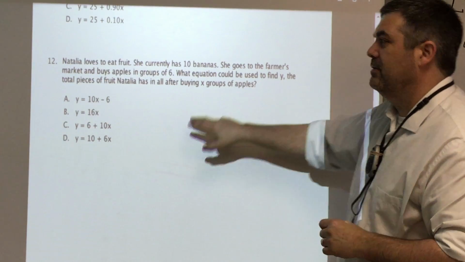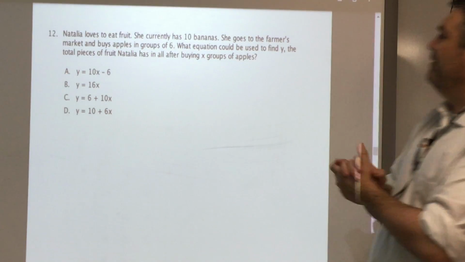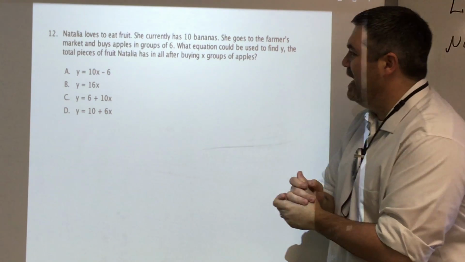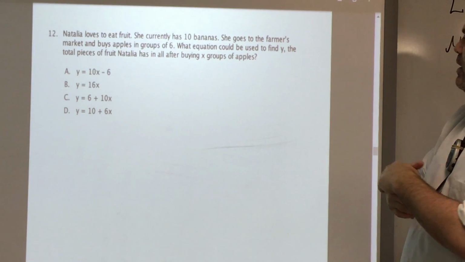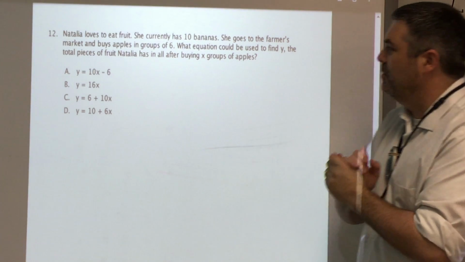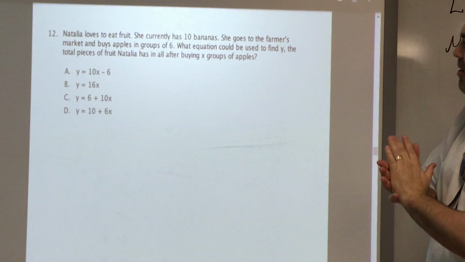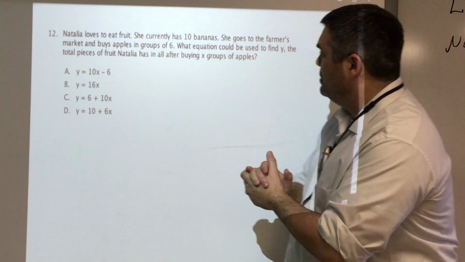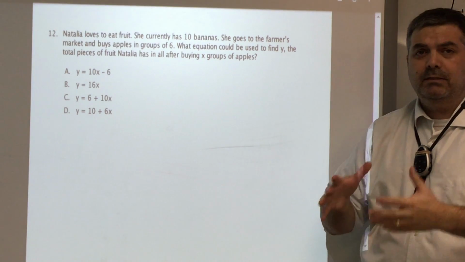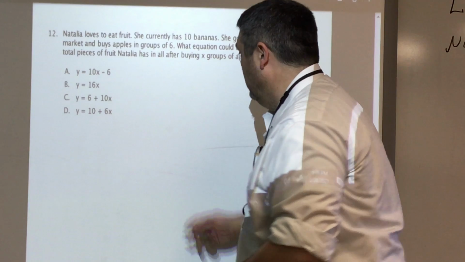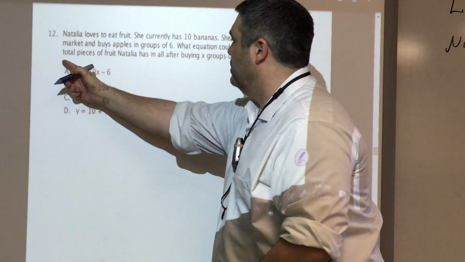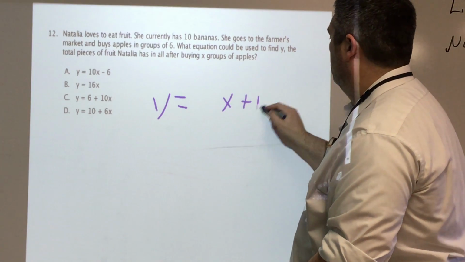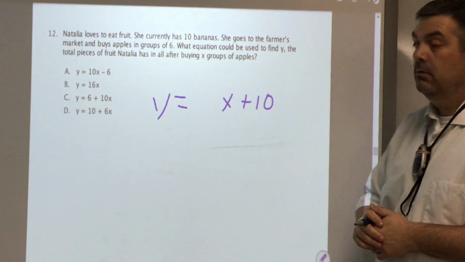Natalie loves to eat fruit. She currently has 10 bananas. She goes to the farmer's market and buys apples in groups of 6. What equation could be used to find y, the total pieces of fruit Natalie has in all after buying x groups of apples? So Natalie loves to eat fruit. She currently has 10 bananas. So she currently has 10. All right. And we want to find the total pieces of fruit that she has. Y equals x plus 10. She has 10. All right.